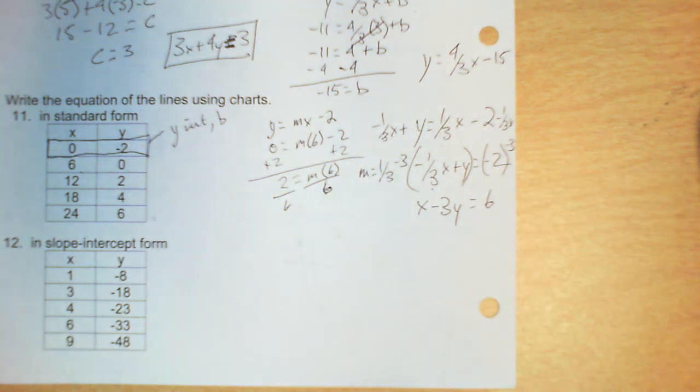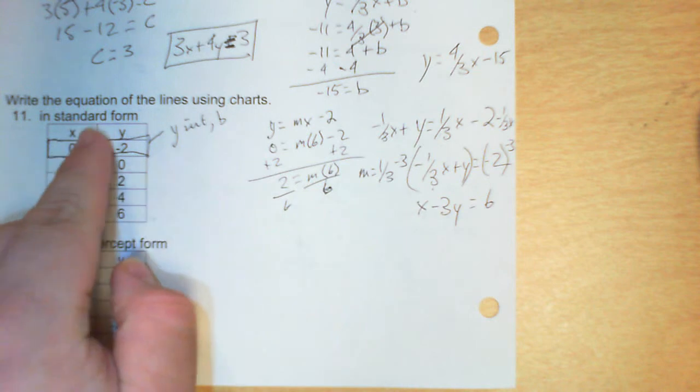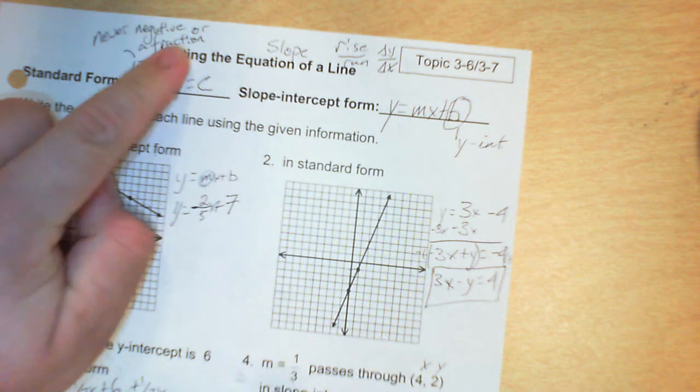Okay? Wait, what did you just multiply by? I multiplied everything by negative 3 because I had to get rid of my 1/3 and my negative number. Because this number right here in standard form, remember I told you over here, this can never be negative or a fraction. Never.